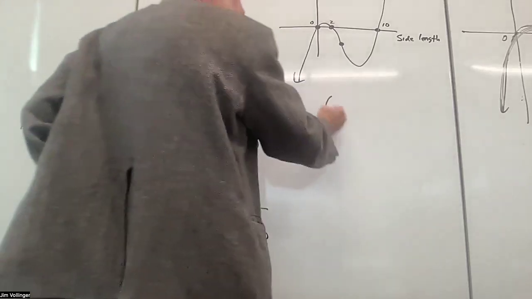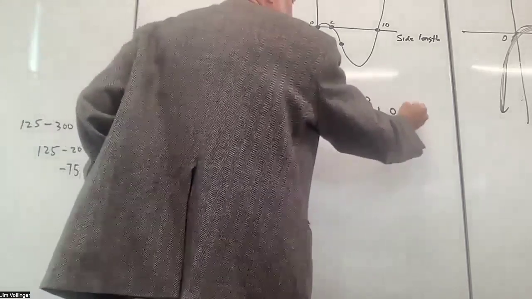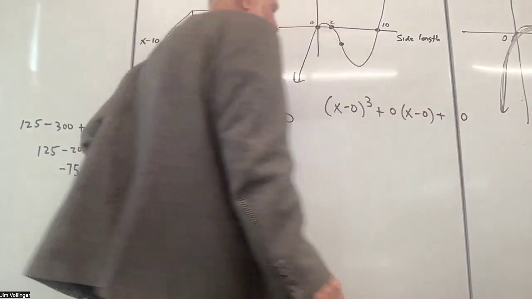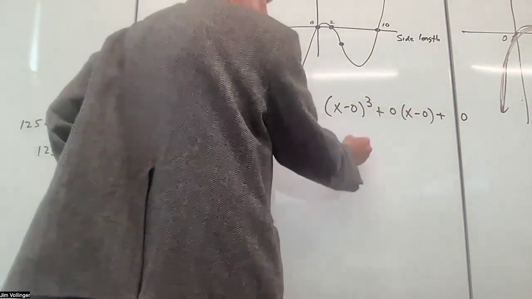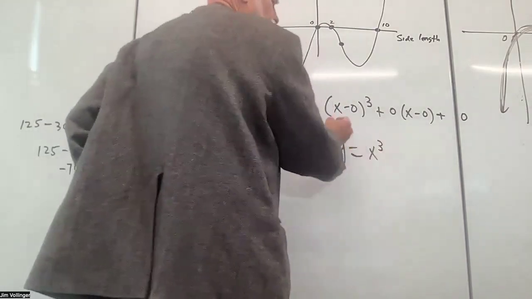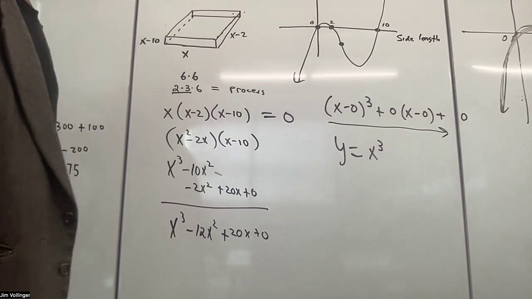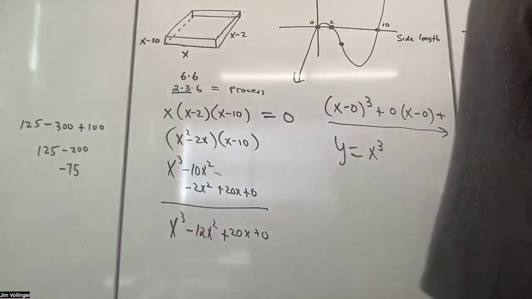x cubed is really (x minus 0) cubed plus 0 times (x minus 0) plus 0. That's the graphing form for a cubic. We wouldn't write it that way. We would just say y equals x cubed. But how are we going to get to the graphing form for a cubic? I've really jumped ahead quite a bit here. So let's keep moving down the wall.